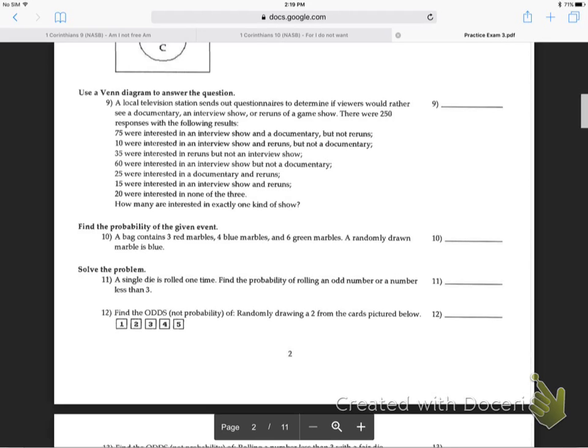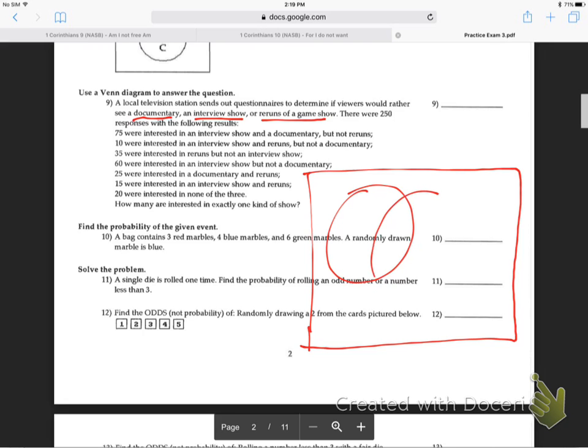All right, number 9. A local television station sends out questionnaires to determine if viewers would rather see a documentary, interview show, or reruns of a game show. All right, and there's all the responses. So, what is it I'm supposed to do on this problem? Big old Venn diagram, right? And it's 3 circles because there's 3 things, right? So what are the 3 things? D for documentary, I for interview, R for the rerun of the game show. Or you call it G for game show or whatever. So 3 circles there.